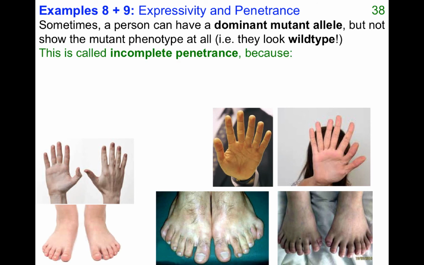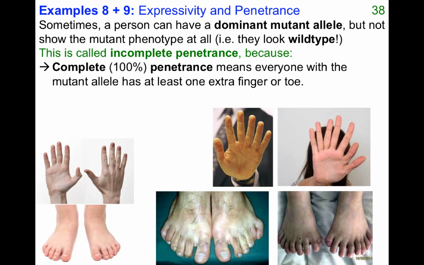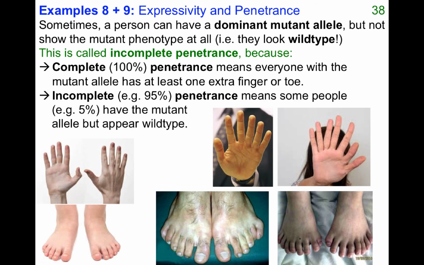This is what we call incomplete penetrance. It's almost like you have the gene, but the gene's phenotype didn't penetrate to show on the surface. To help you understand the numbers behind this, complete or 100% penetrance would mean that everybody who has this dominant allele will show at least one extra finger or toe. But with incomplete penetrance, let's say 95% penetrance, 5% of the people will have the mutant dominant allele but totally appear wild type. So 95% show it, 5% don't. That's what we mean by penetrance.